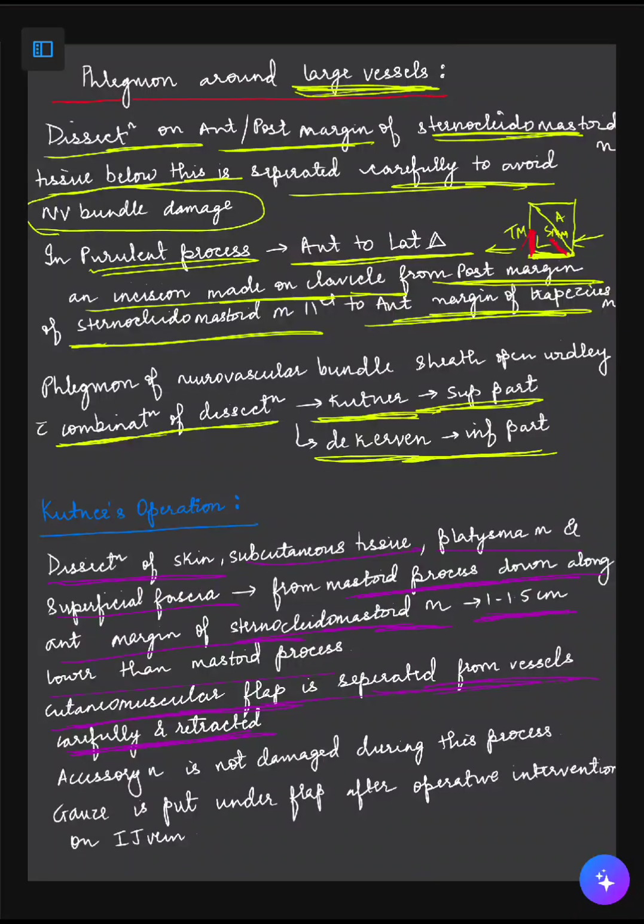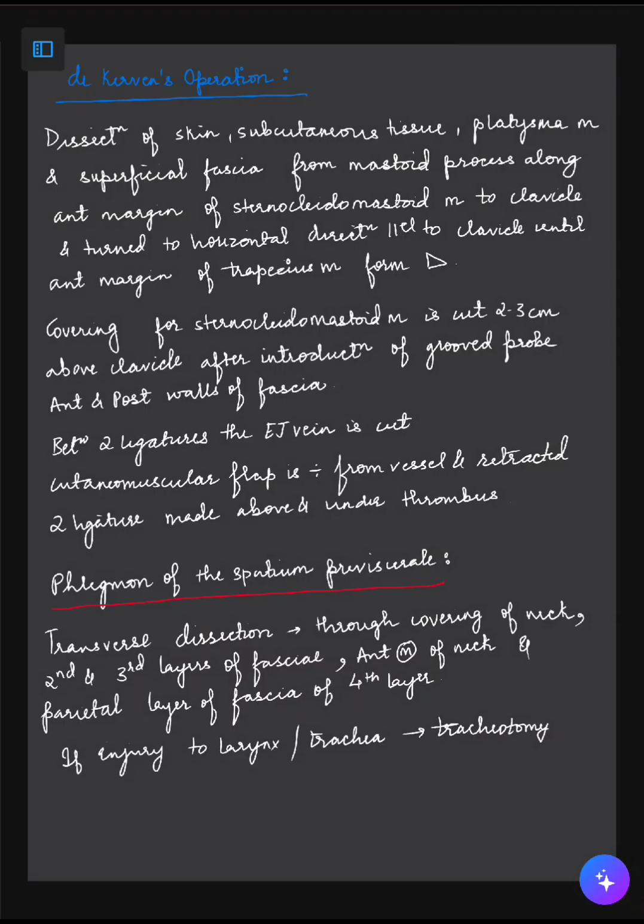Now, your accessory nerve is not damaged during this process. Now, a gauze is put under this flap. Which flap? Cutaneomuscular flap. After operative intervention on internal jugular vein. Now, what is de Quervain's operation?